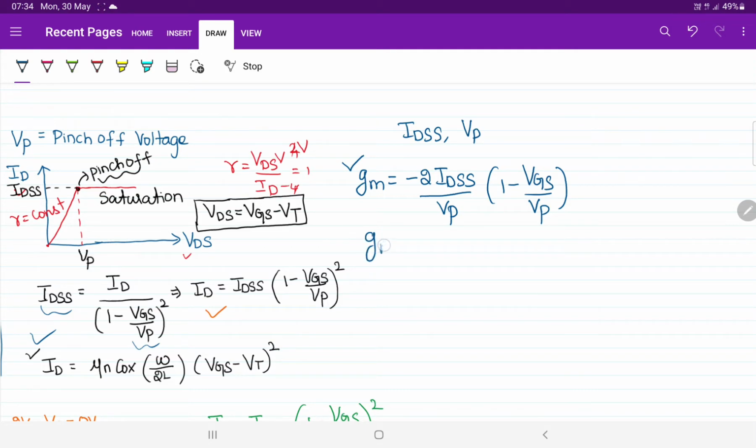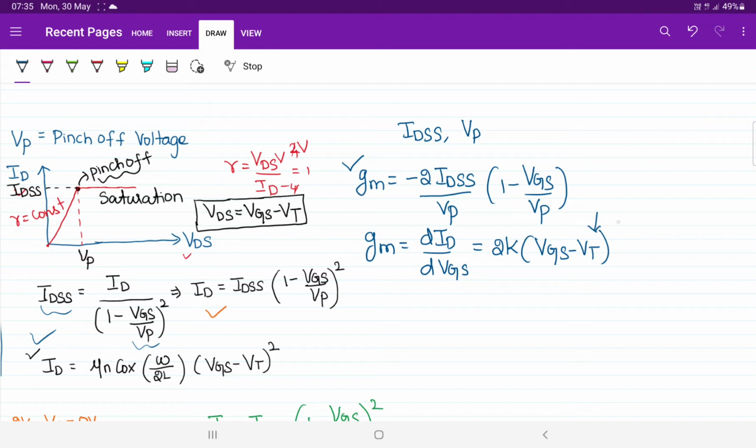This transconductance is nothing but the ratio between the variation in the drain current with respect to the gate to source voltage. That is called transconductance. In the saturation region, it can be written as 2K times (VGS - VT). That is the actual formula. But the value of threshold voltage is not given in our question, and the value of K is also not given. K means mu n Cox W by L. We know that already.